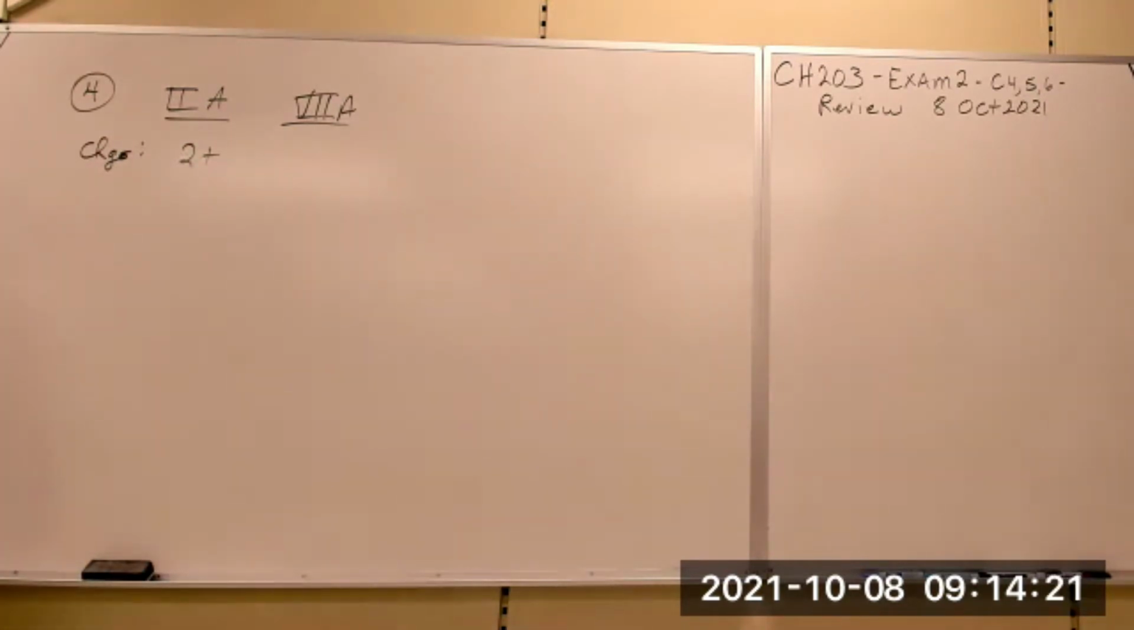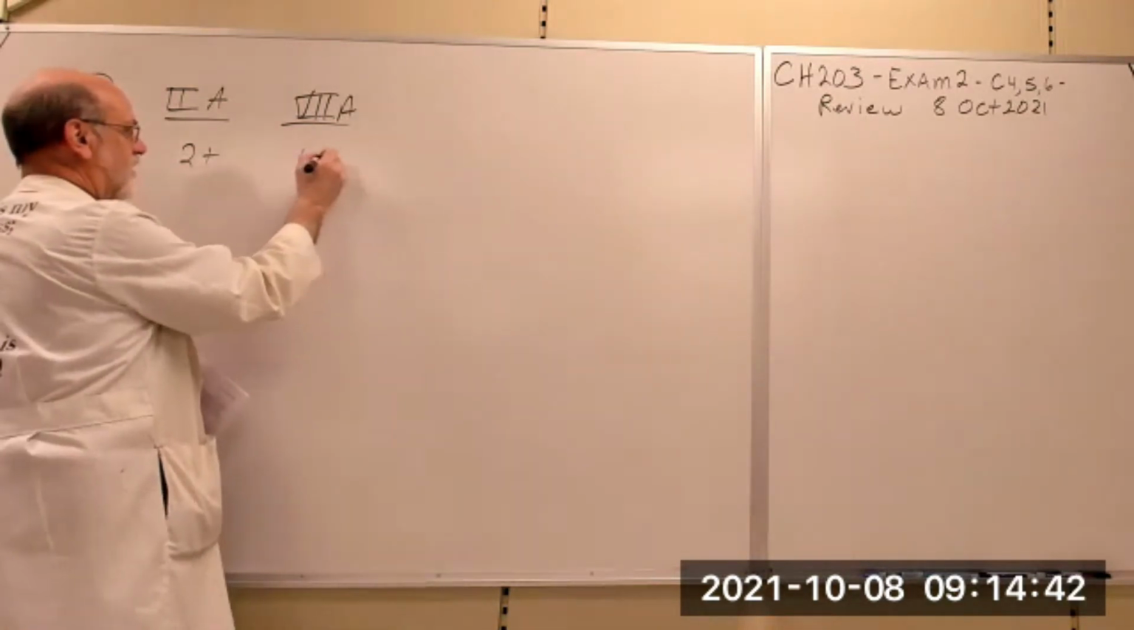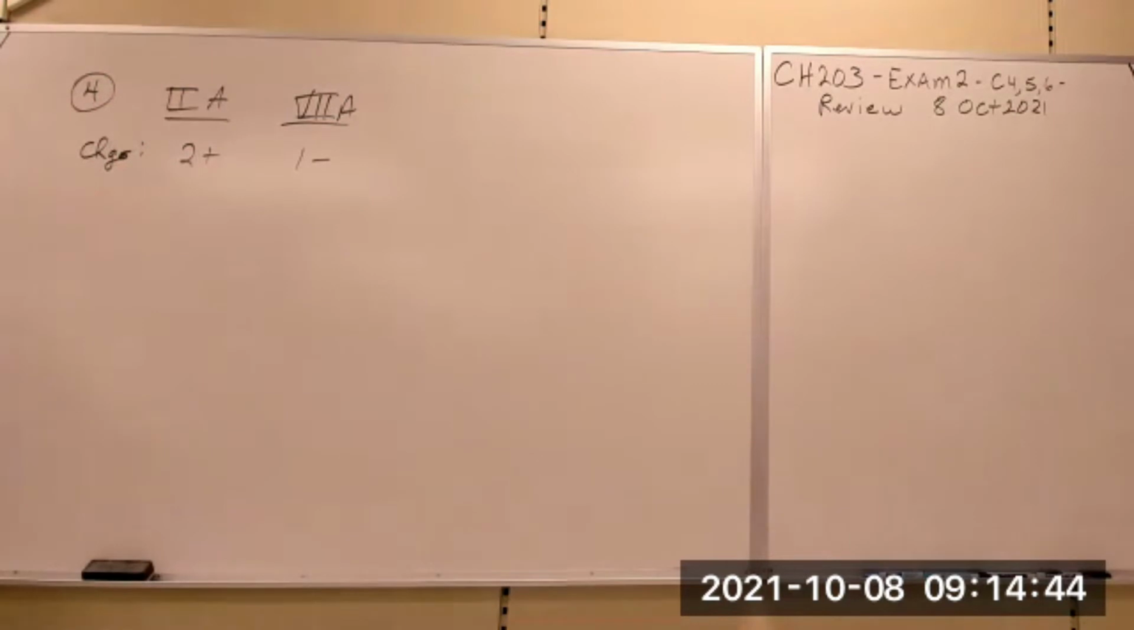So then 7 would be, would that one be negative? Let's see. I've got to go back to the question. Ions with charges of negative what? 7? Oh, 1. I knew that it would lose 2 electrons. That's why I said negative the first time. Okay.